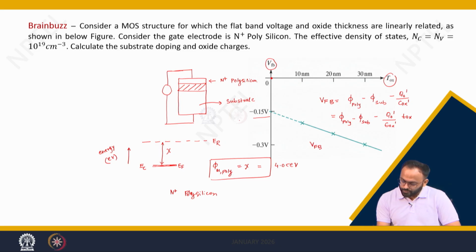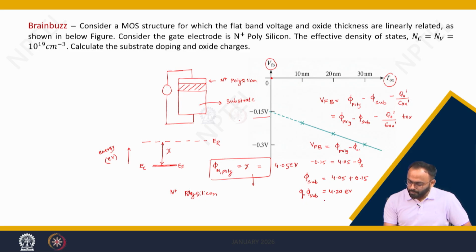If Tox is equal to 0, you will get what? The flat band voltage value is given from this graph. So, V flat band is equal to phi poly minus phi of substrate. This is given as minus 0.15 equals phi poly, which we have just calculated, which is 4.05 electron volt, minus phi s. So, phi s here stands for substrate or semiconductor, and it is 4.05 plus 0.15, which is 4.20 electron volts, if it is Q times phi substrate.